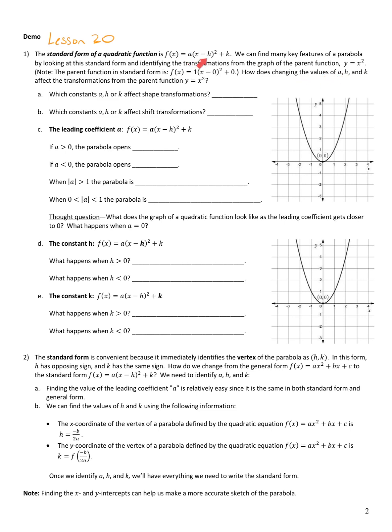How does changing the values of a, h, and k affect transformations of the parent function y equals x squared? Which constant affects the shape? That would be a, the one that you're multiplying by. Which constants affect shifts? That would be h and k. The leading coefficient a for a parabola written in standard form tells us whether the parabola opens up or down. If a is positive, the parabola opens up, and if a is negative, the parabola opens down.